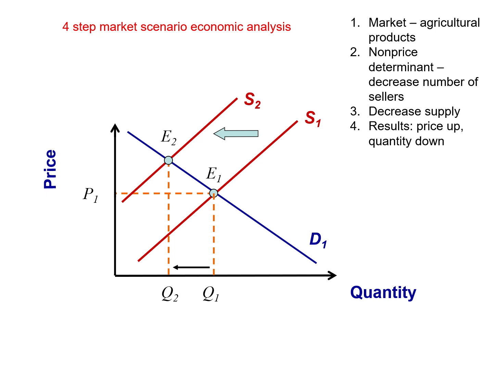A decrease in supply will ultimately drive up the price and decrease the quantity of agricultural products in the United States. On a macro scale, this will be inflationary, and for the average everyday American, we will pay more for fruits and vegetables at the grocery store.